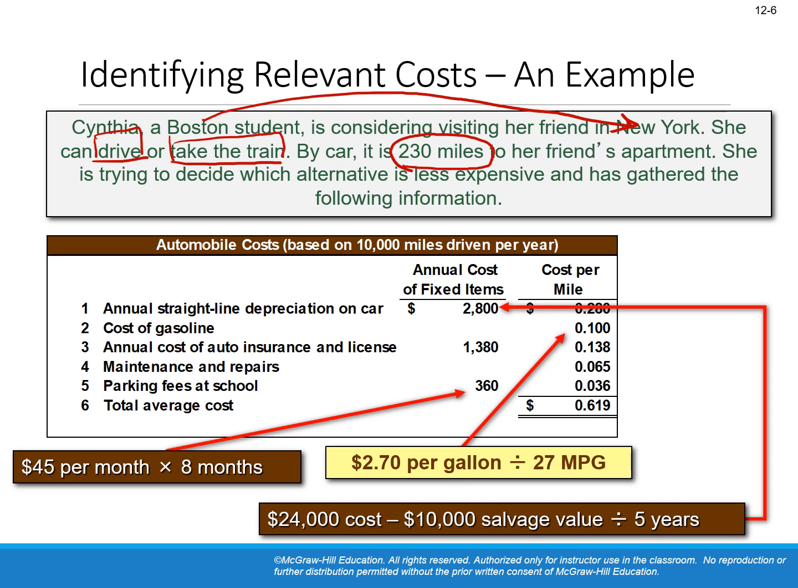And she has gathered the following information. The annual straight line depreciation on the car is given on annual term and cost per mile.